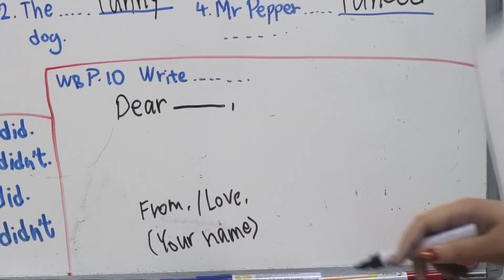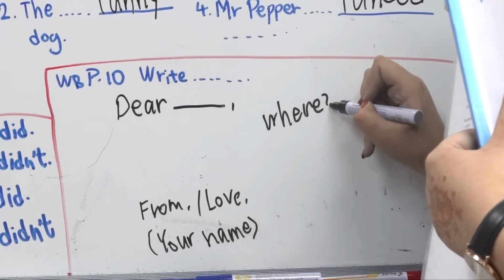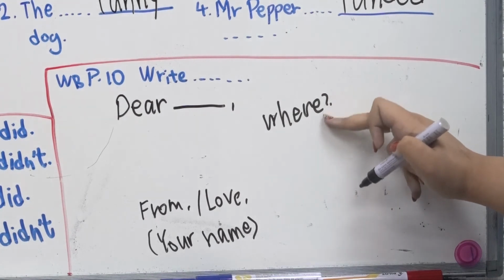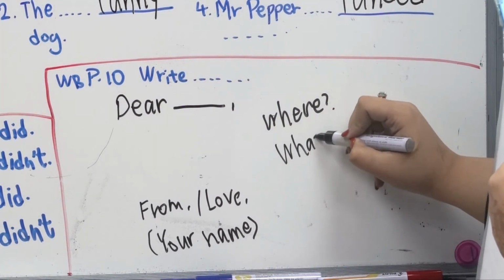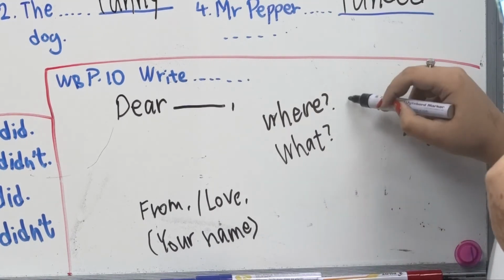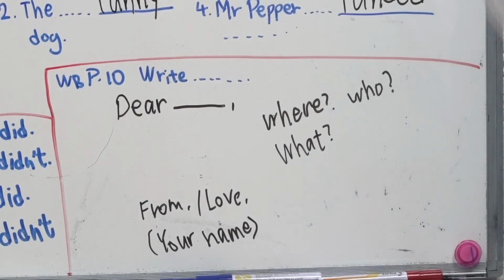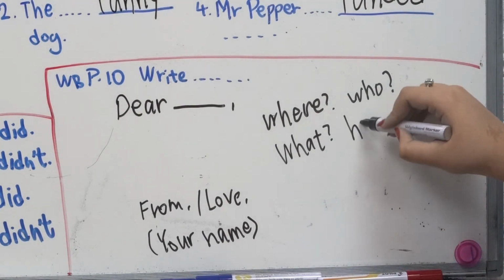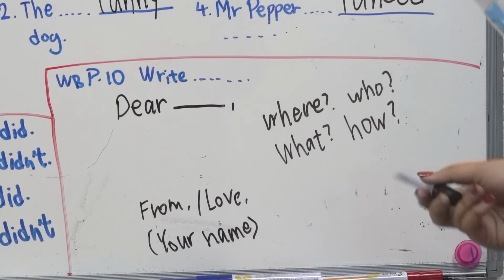So you can tell me about your summer. For example, where did you go? And what did you do? Who did you spend your summer holiday with? And how was it? Just as simple as that. And it says not less than 50 words. Remember, you have to write 50 words, okay?